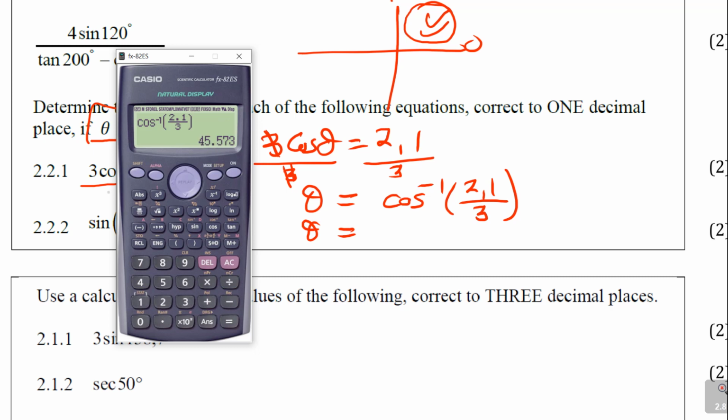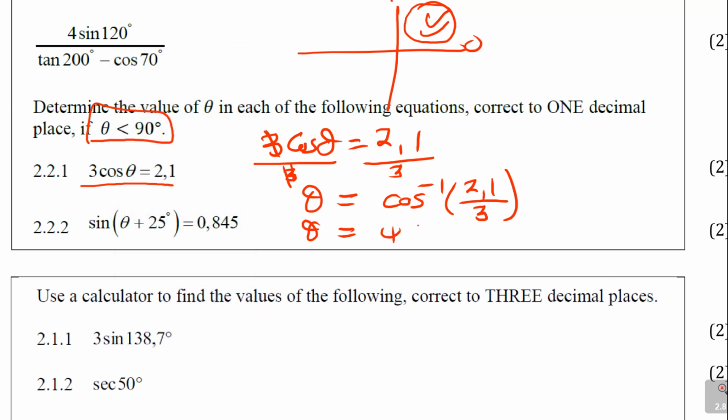45,573. If you want to take it back to normal, shift setup 8, and then say 1. It will go back to normal. So it's 45,57 to 2 decimal places. And then this is degrees. See that? That's how you solve it. Alright, so that is the first part of the question.